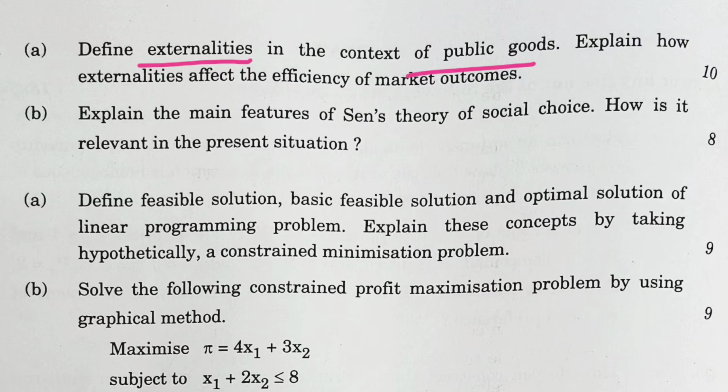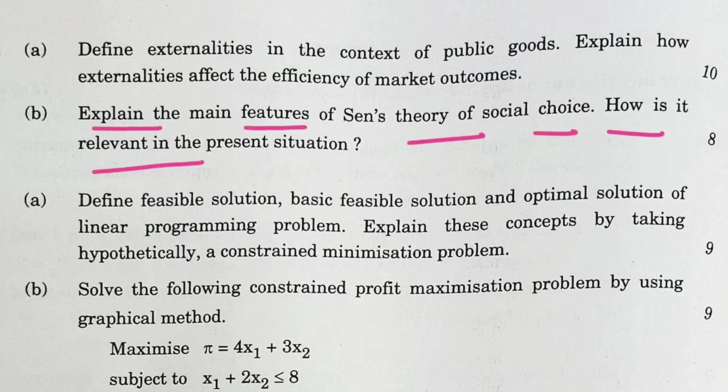Externalities in public goods: an externality is a cost or benefit that arises from the production or consumption of a good or a service that affects a third party not involved in the transaction. Then we have to explain the main features of Sen's theory of social choice. How is it relevant to the present situation? So this is also the theoretical one.